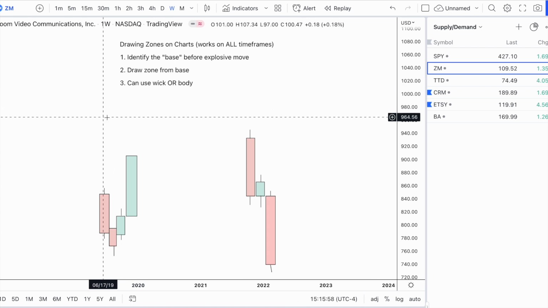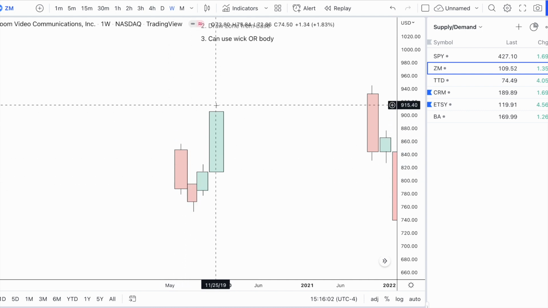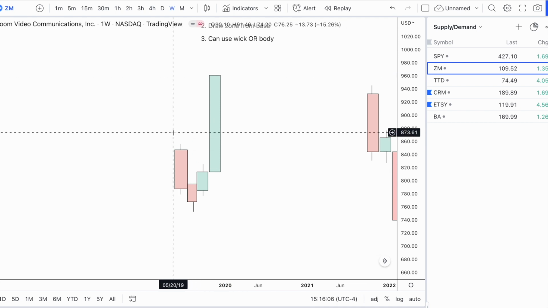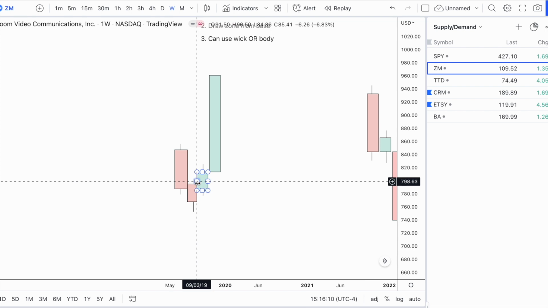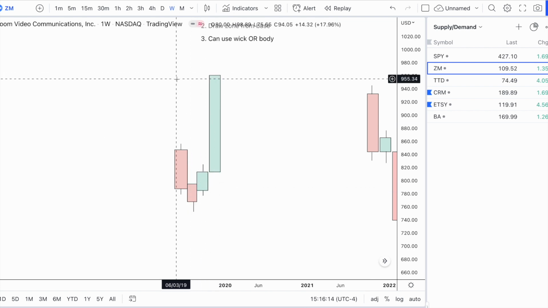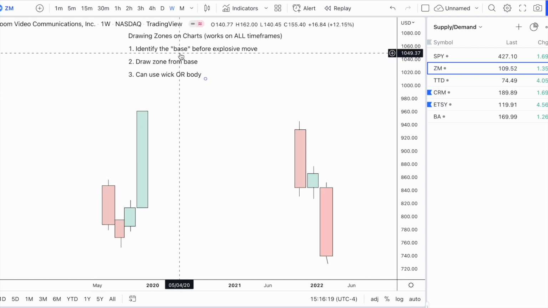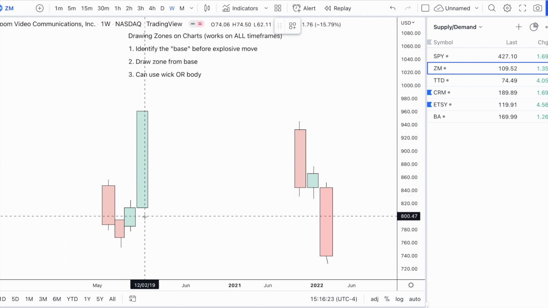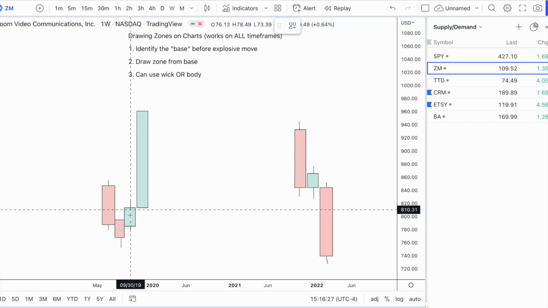So right here, you can see we have a drop, base, rally, right? So let's just assume this is very fast price action here. We have a drop, we have a small 2-candle base, a little consolidation here, and then a huge move higher, right? So where you want to draw is identify the base right before the explosive move, right? So this is the explosive move, this candle here.